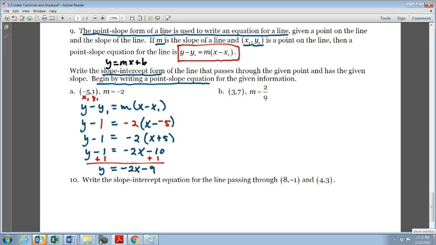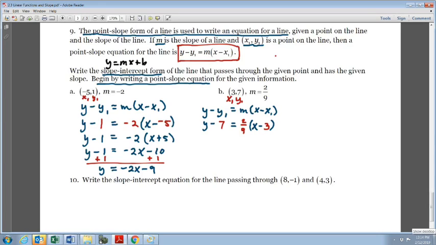Alright, so if you want, you could stop the video and try doing the other one. Don't forget to solve for y. Alright, so let's see. First of all, let's write the point-slope form. And we have a point and a slope, so we can just plug those right in. So notice our x1, y1 is 3 and 7 here, and our slope's 2/9, so it's going to be y minus 7 is equal to 2/9 times x minus 3.